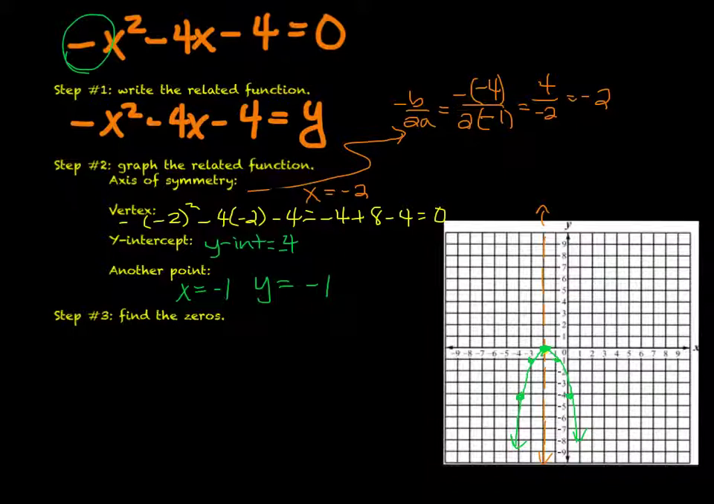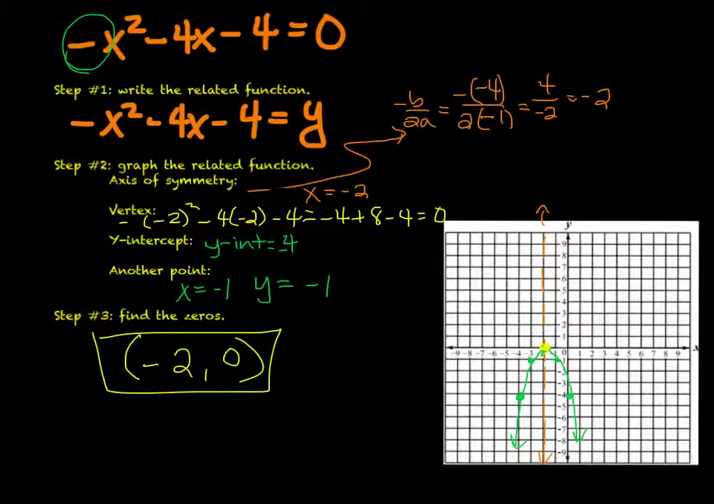So our zeros, in this case, where it crosses the x-axis, is at simply one point, and that is at -2, 0. That is our zero. And what we've said before, there's a certain amount of solutions you can find to equations. We can either find 2, 1, or 0 solutions.